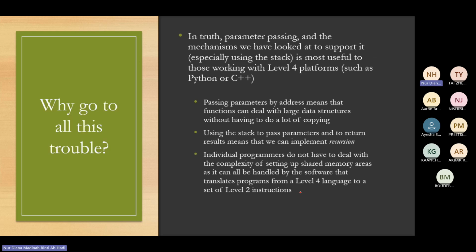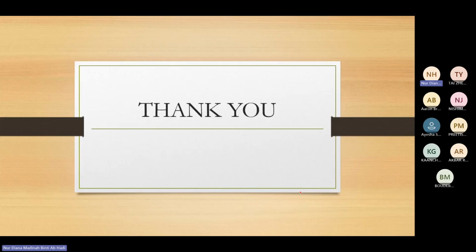It includes parameter passing and the mechanism that we have looked at to support it, especially using the stack. It is most useful when working with the level 4 platform, for example your Python and C++ and C. So passing parameters by address means that a function can deal with large data structures without having to do a lot of copying. Using the stack to pass your parameters and to return your result means that we can implement recursion. So individual programmers do not have to deal with the complexity of setting up shared memory areas, as it can all be handled by the software that translates your program from level 4 to a set of level 2 instructions. Okay, I think that's all for today.